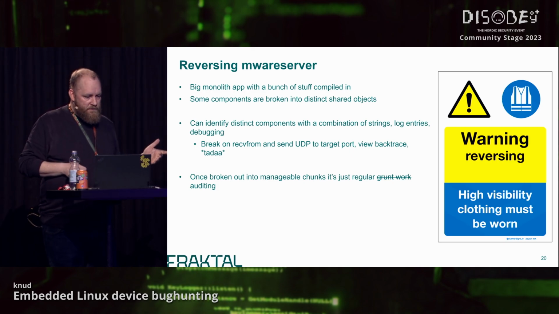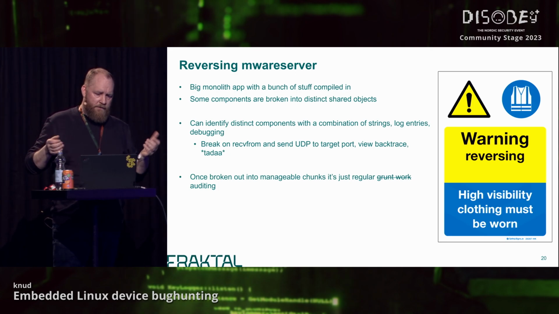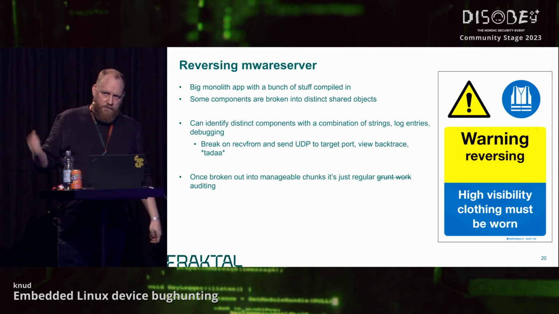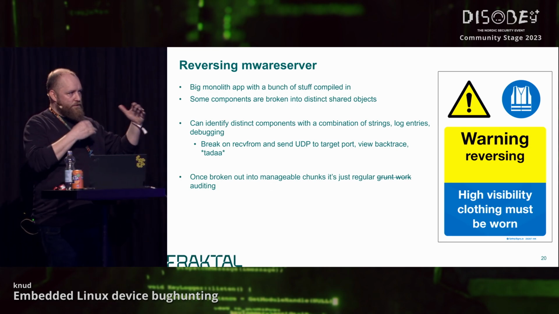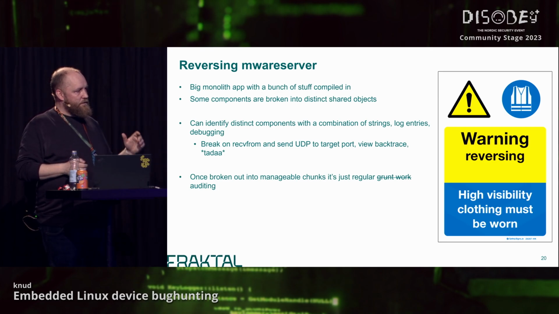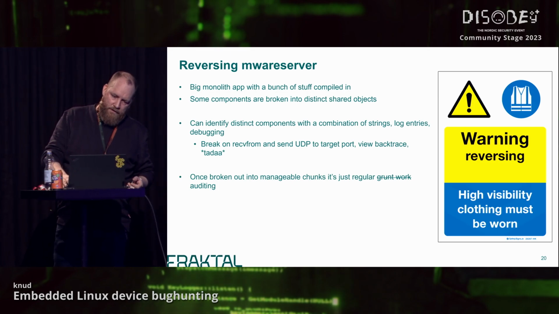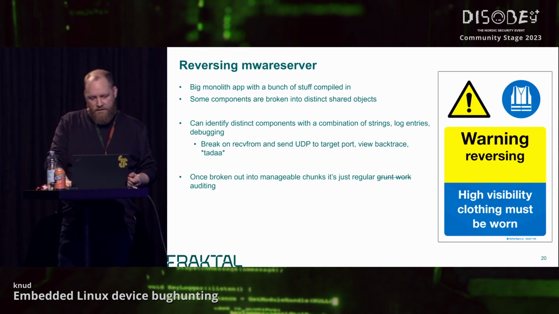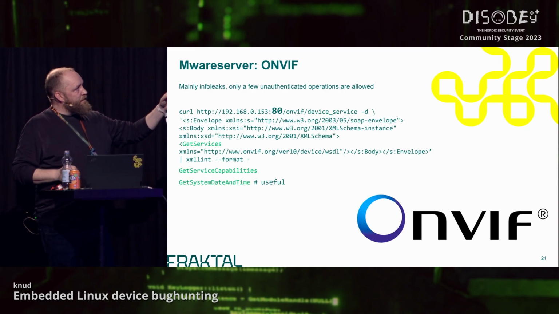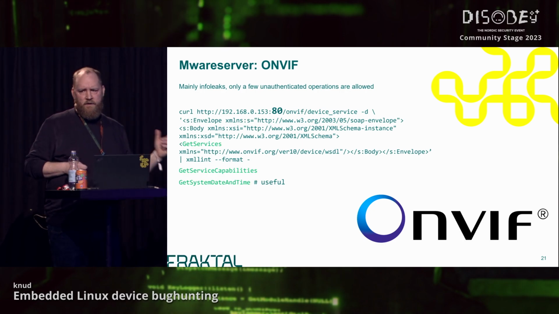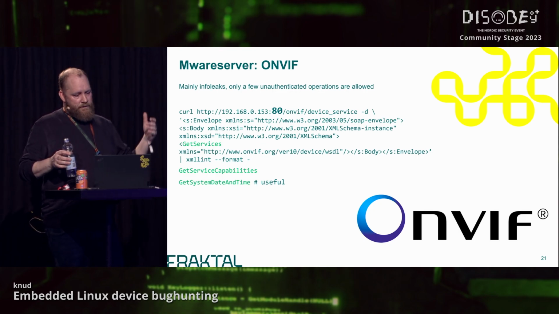But the Mwareserver itself is a big monolith master app which runs everything on the camera, and then it has some stuff inlined and some stuff in shared objects. But once you start making lists and finding out what's what, then you can just focus on the individual components and just start doing regular auditing, right? Which means understanding how things work and taking notes and so on. The ONVIF interface, it's Open Network Video Interface Forum. It's an XML-based protocol running over HTTP.